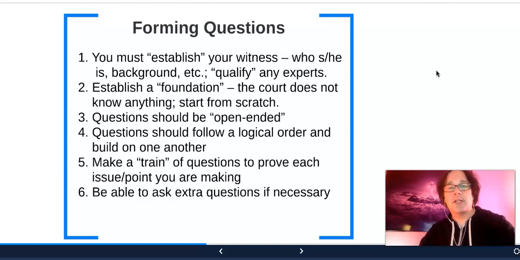You also have to establish a quote-unquote foundation, right? So the court starts from scratch, essentially.